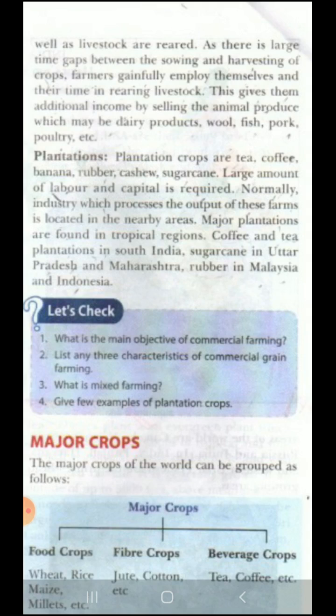So what is plantation? Plantation crops are like tea, coffee, sugar cane, rubber, banana, pineapple. These are crops that take a few years to harvest and are grown in plantations. Most of the world's plantations are located in the tropical zones. Some examples of plantations are rubber plantation of Malaysia and tea plantation of India and Sri Lanka.